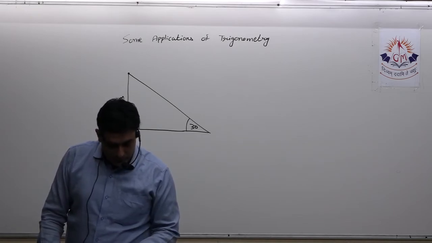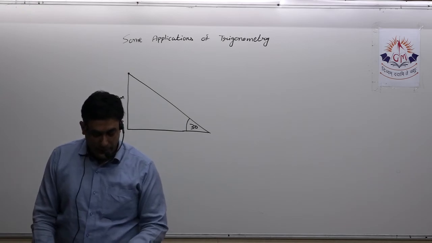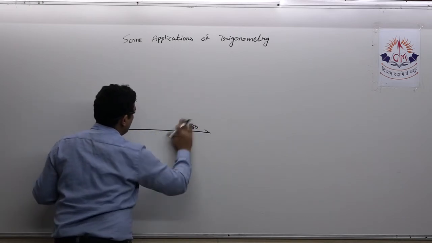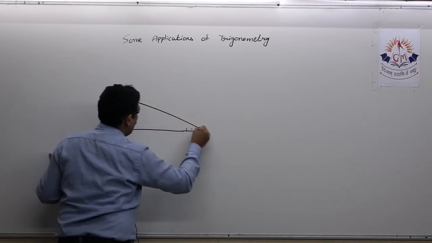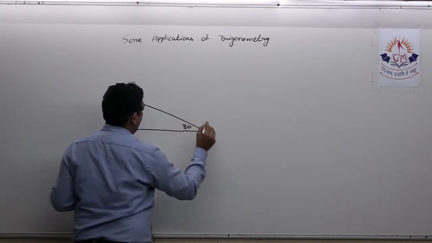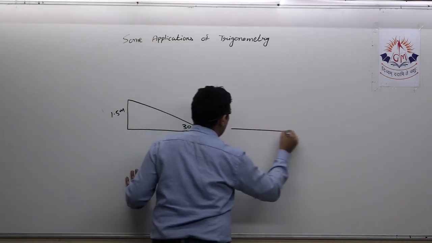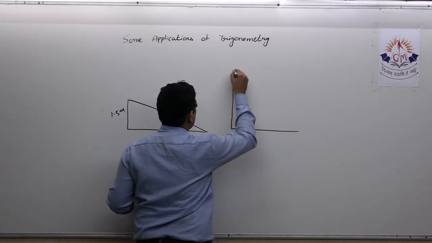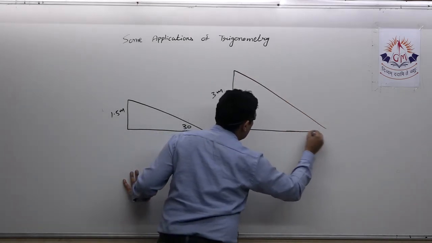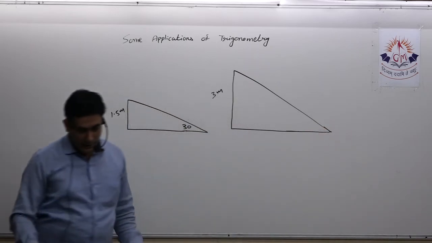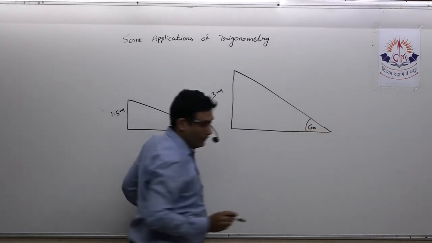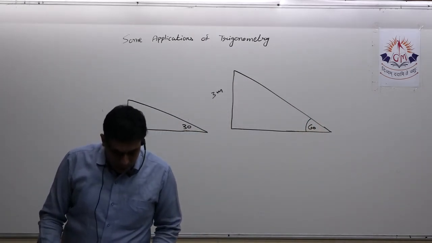Whereas for elder children she wants to have a steep slide at a height of 3 meters. So let me change this diagram a little bit. This I'm considering 1.5 meters. This angle is 30 degrees. And for the elder children, she plans the height to be 3 meters, and the angle is 60 degrees. So what we have to find is the length of the slide in each case.